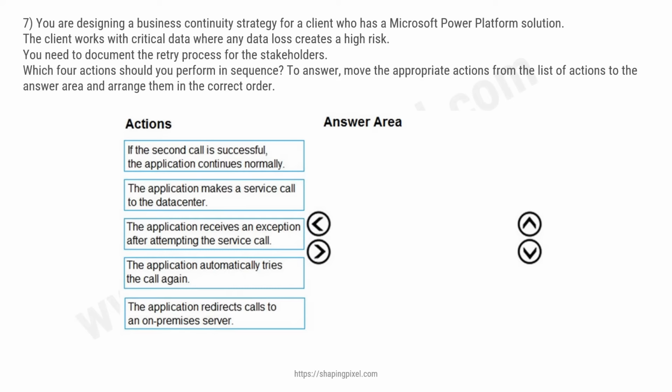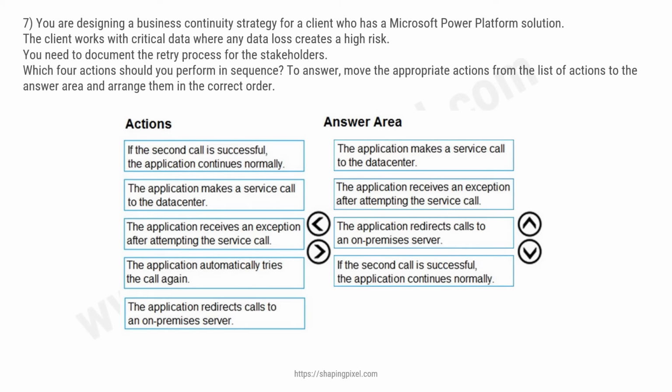So the right order is, the application makes a service call to the data center. The application receives an exception after attempting the service call. The application redirects calls to an on-premises server. If the second call is successful, the application continues normally.